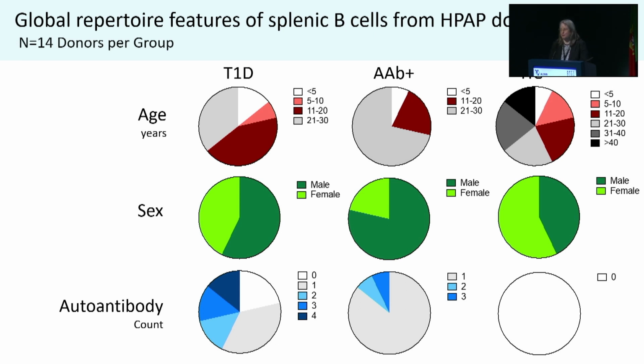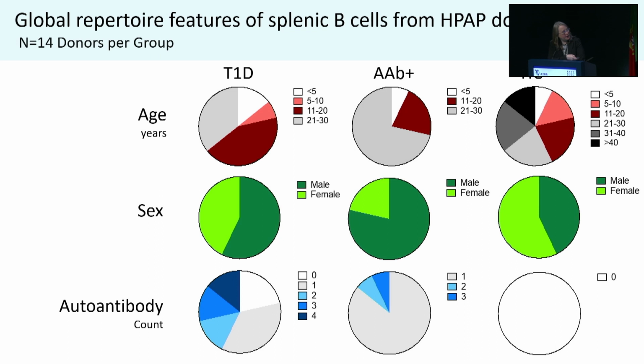So we've been generating bulk sequencing libraries from spleen from these Human Pancreas Analysis Program donors, and here we're taking 14 different donors per group. So we have T1D, autoantibody positive and healthy control, and you can see some of the features of the groups. They're not super well controlled because they're low numbers, but you can see the age distribution there, the sex, and importantly, the autoantibody counts. So you can see that the dark wedges here is 4 autoantibody, 3, 2, 1, and 0.